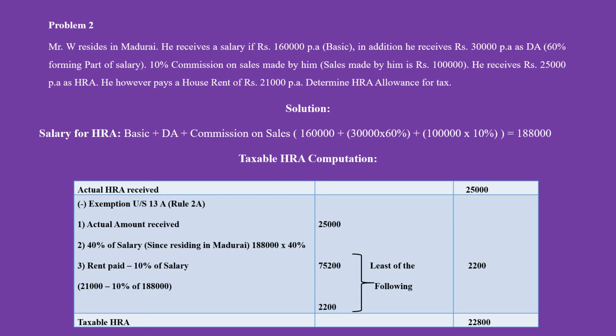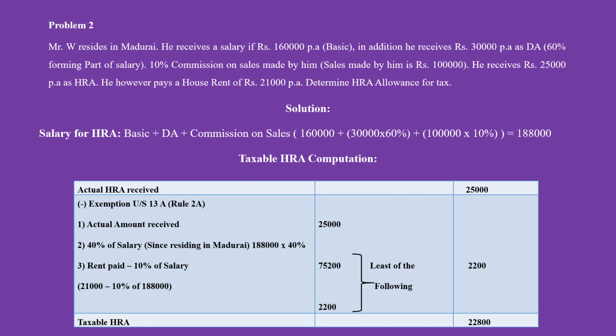Now we are going to see what are the exemptions that is given. So according to rule 2A, there are 3 exemptions. First one is actual amount received. Again, actual amount received is going to be 25,000. Second one is 50% of salary or 40% of salary depending on the place. So now we know that he is living in Madurai. So 40% of salary will be taken. 40% of salary here is 1,88,000 into 40%. That is 75,200.